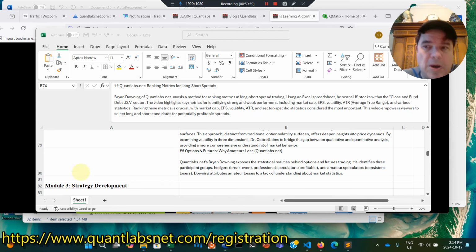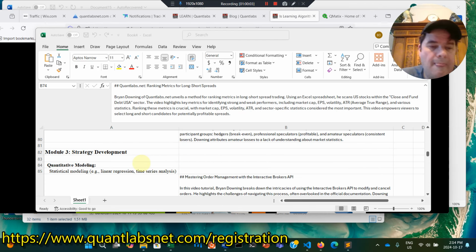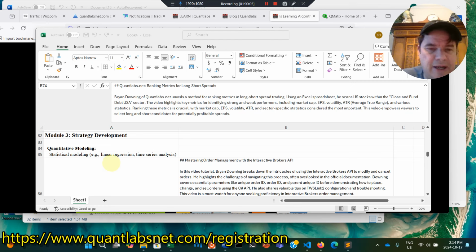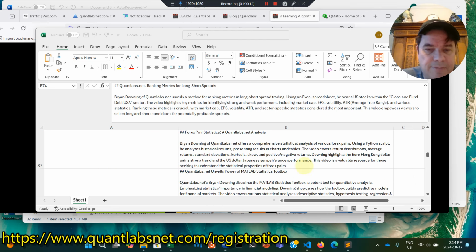Then we move into strategy development techniques. Pretty well, a lot of it's strategy development, but specifically based around statistical modeling. This includes linear time series analysis. So some examples here.